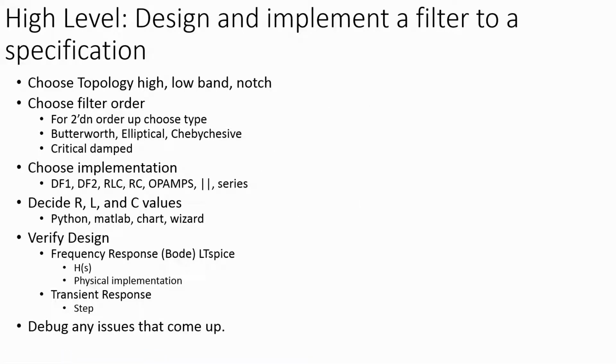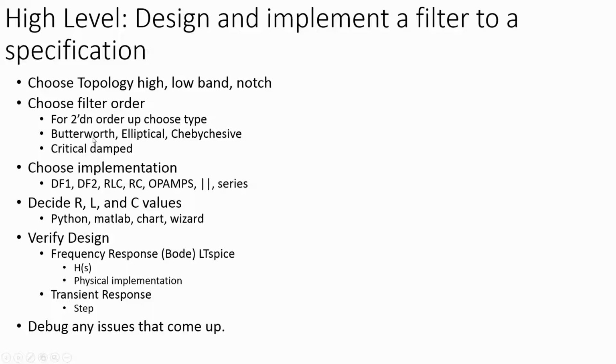So for the high level thing that I really want you to do if you successfully complete this course is design and implement a filter to a specification. Now some of the terms in here, you won't understand till the end. So probably you should see this at the beginning, right before the midterms and right before the final to get it. But you need to be able to choose what kind of topology of filter to meet the needs: high, low, band, notch, what filter order. Is it going to be second order?